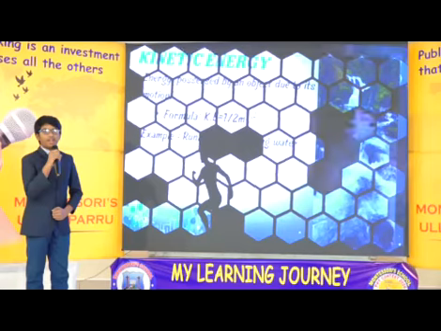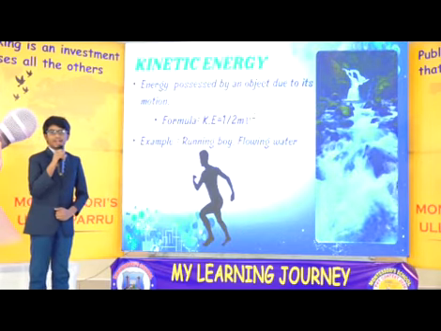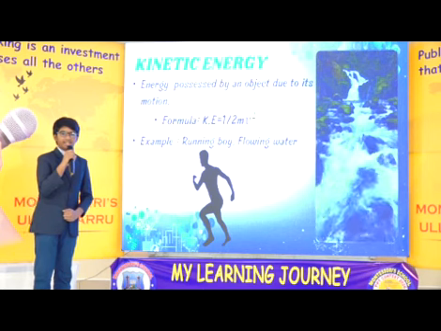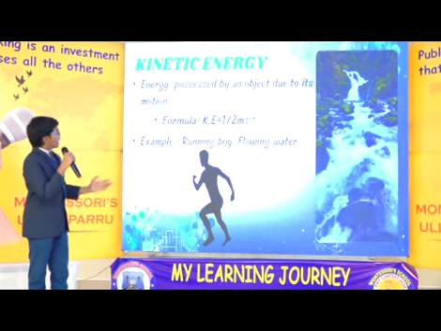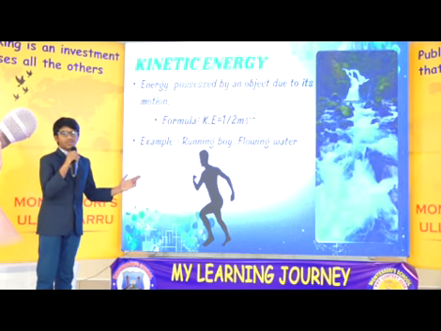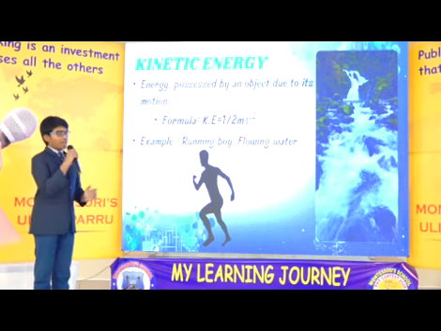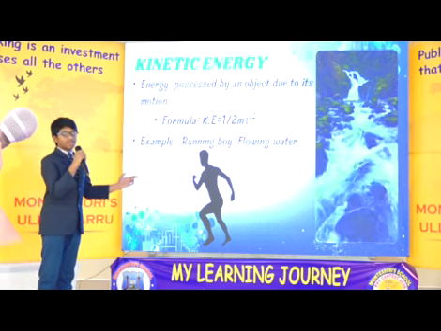The energy possessed by an object due to its motion is called kinetic energy. It means whenever the object is in motion, it has kinetic energy. Let us discuss its formula. K is equal to half mv square. Here m stands for mass and v stands for velocity. Let us discuss it with some examples.